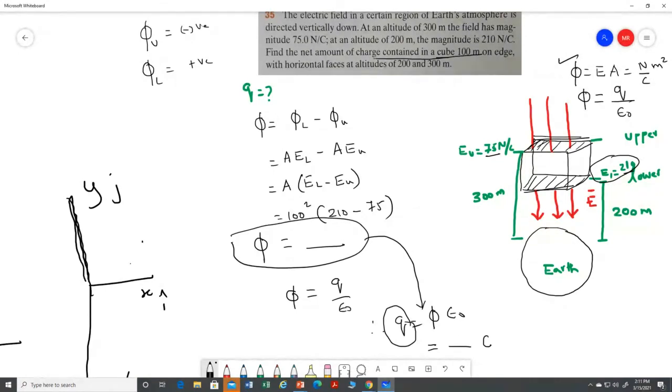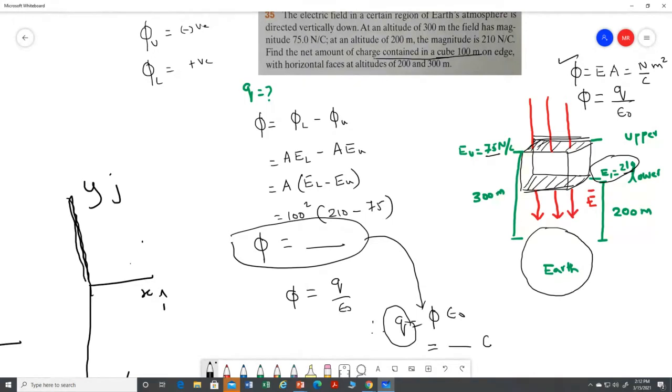Clear, doctor? Clear, my dear. Doctor, again, please. Why did you take the lower limit subtract by the upper limit? Because your lower electrical field is greater. Because you can see the red line is entering the upper layer.